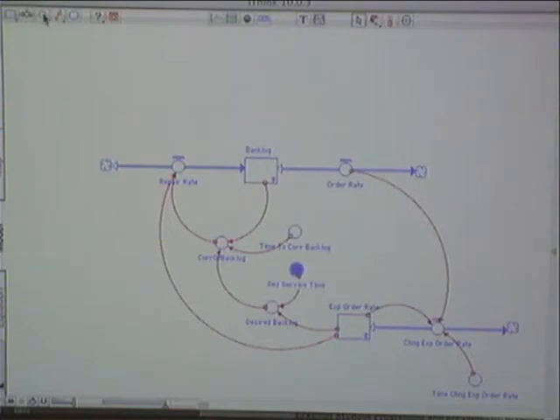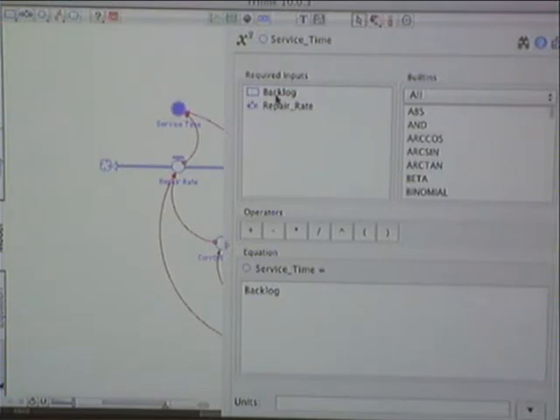Okay, if I want a measure of the actual service time, if I want to know what the service time is in the model at any point in time, I can define that by saying, I'm not taking the desired backlog now, I take the actual backlog as input, and I divide through the repair rate. So I say, well, that is backlog, say 4,000, divided by the repair rate, 4,000 divided by 1,000, which gives me 4 days.